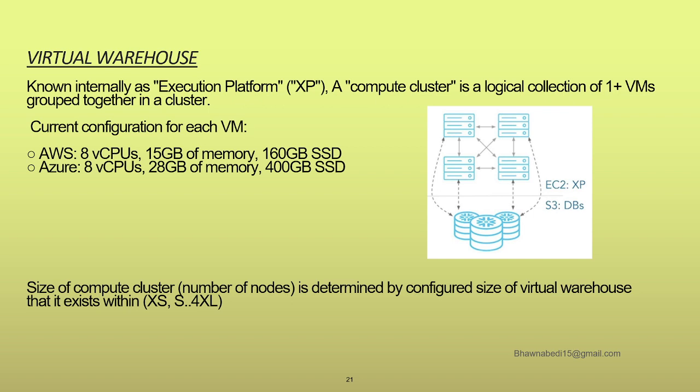For AWS, you can actually see the whole configuration. For Azure, you can actually see the whole configuration. It uses SSD, right now everything is in SSD. So 28 GB of memory, 400 GB SSD, you have it in Azure. Now this configuration might change, Snowflake might come up with updates, so don't take it as the hard word. This part can get changed as Snowflake updates.